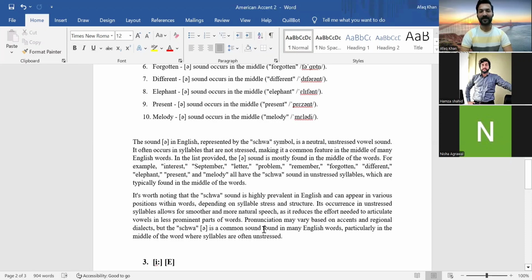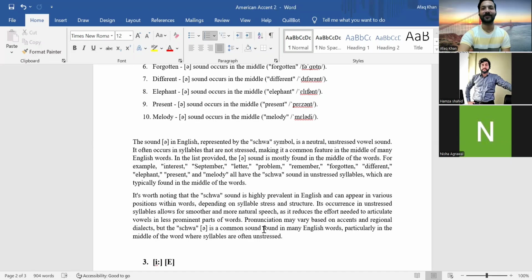Pronunciation may vary based on accents and regional dialects. But the schwa is a common sound found in many English words, particularly in the middle of the word where syllables are often unstressed. Very good. Good job.